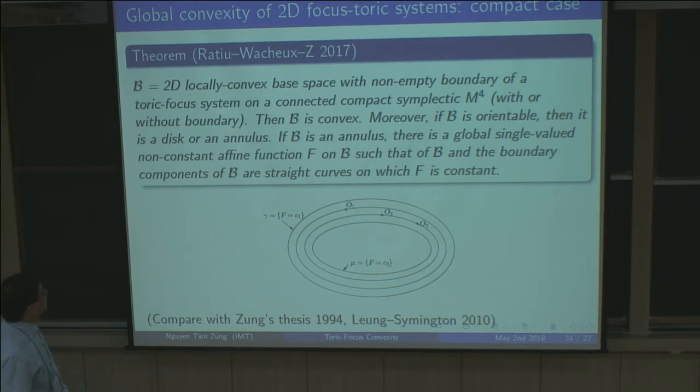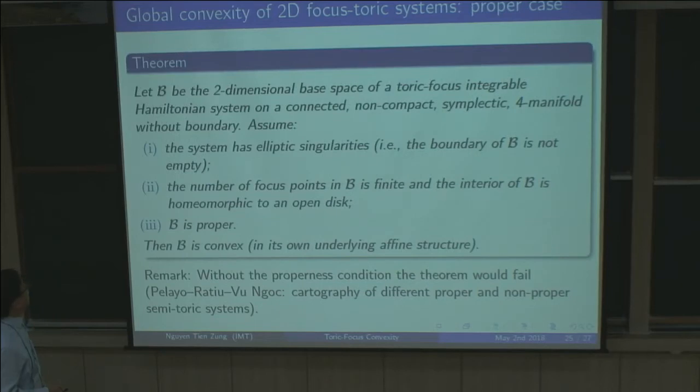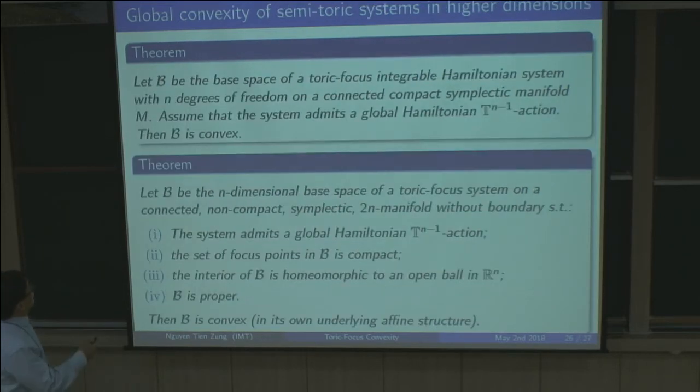Actually, a very long time ago, I wrote the proof in a paper which was never published. And then there are some reasons in the case of any dimension, if you assume that there is a global T^(n-1) action, so there is only one less than the toric case. This is called, how do you call it, sir? Almost toric.